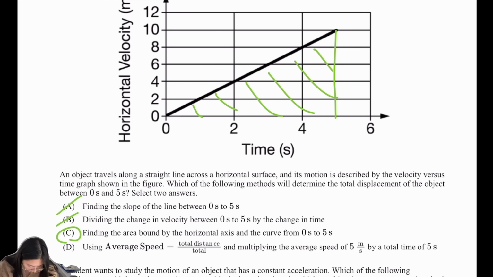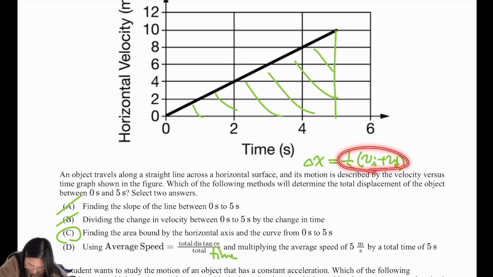And D, using average speed is equal to total distance divided by the total time, and then multiply the average speed of 5 meters per second by a total time of 5 seconds. So D is actually applying the kinematic equation. It states that the change in the position or displacement is equal to 1/2 of the V initial plus V final, so the average speed, assuming that the acceleration is constant, multiplied by the time. So D is also right. So C and D are both correct answers.